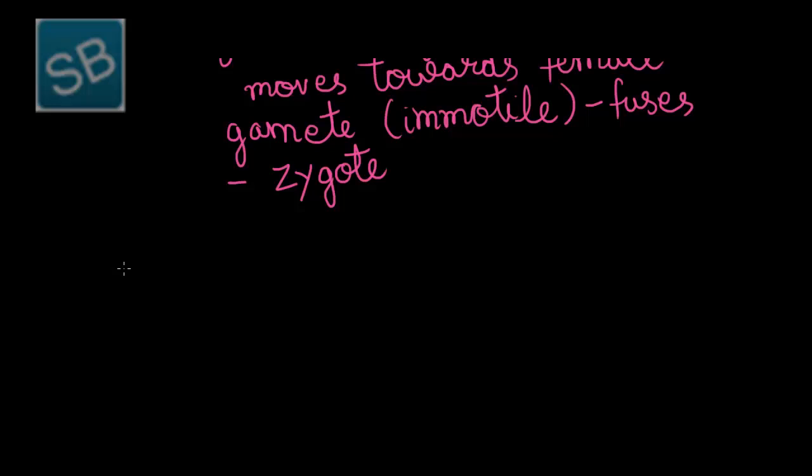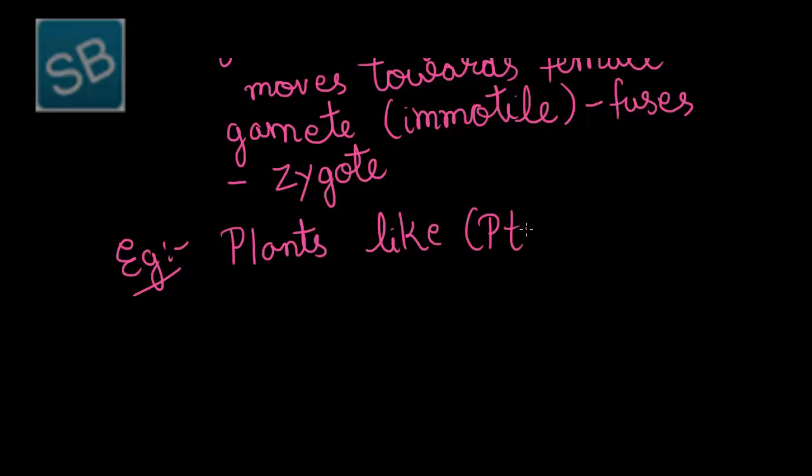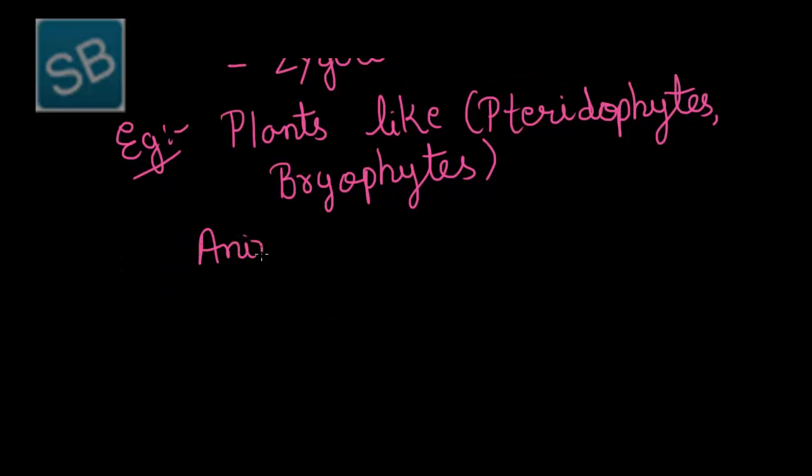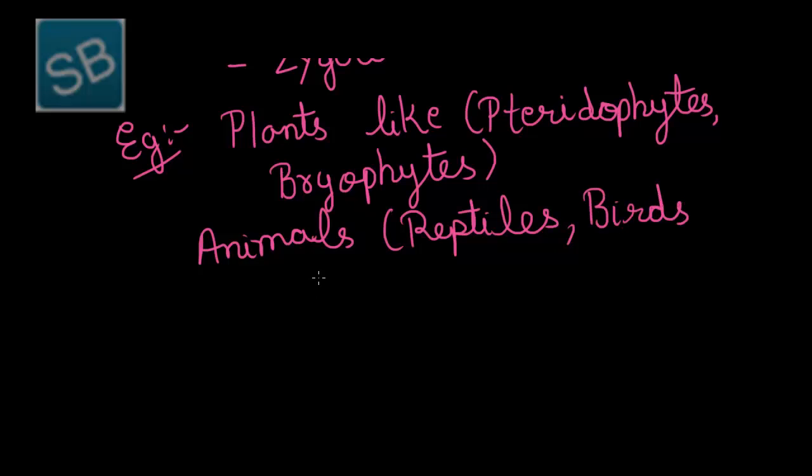Examples of organisms which exhibit such a type of fertilization include plants like pteridophytes and bryophytes, that is, the plants included in this group, and various animals like reptiles, birds, and mammals.